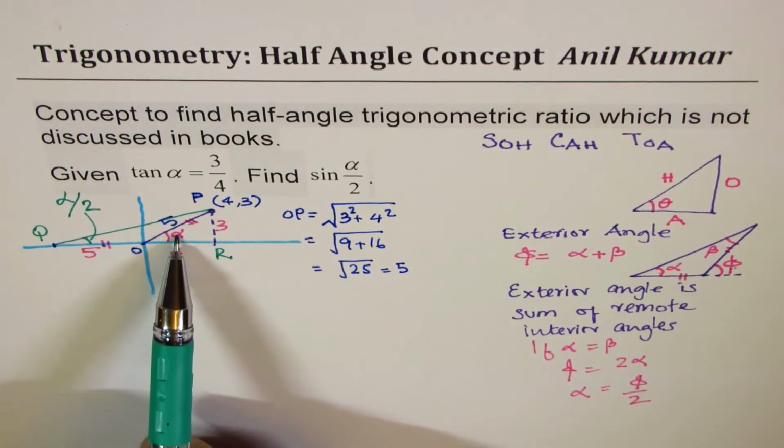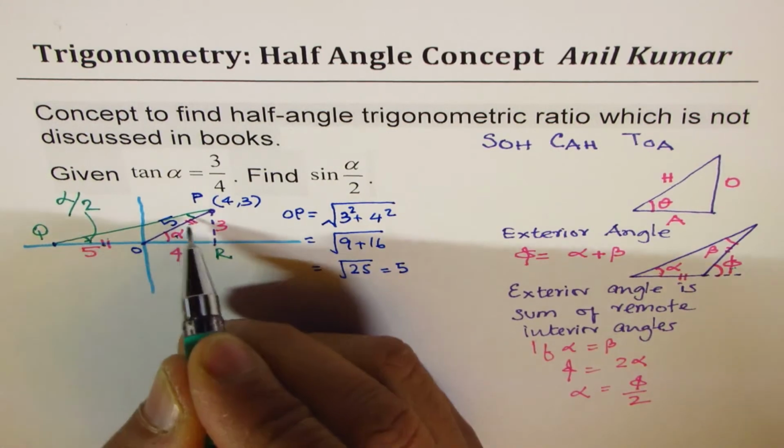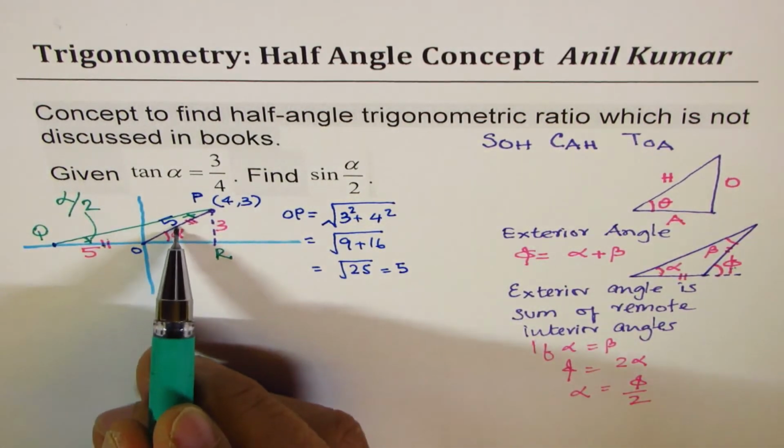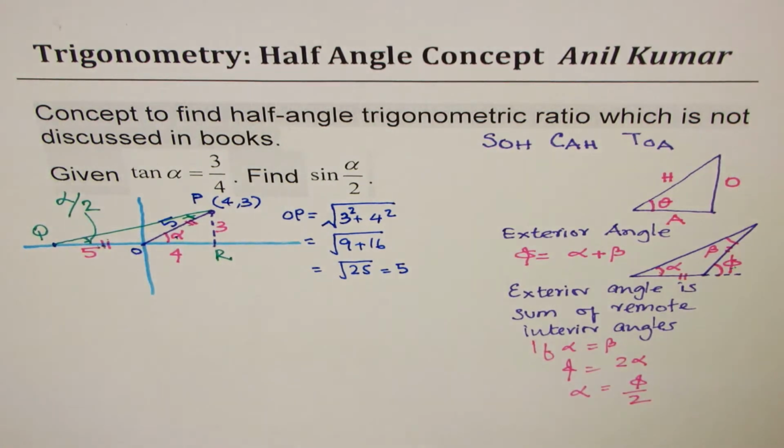This is an exterior angle. It is the sum of these two angles. Both these angles are equal since these sides are 5 units each. It's an isosceles triangle. Got it?